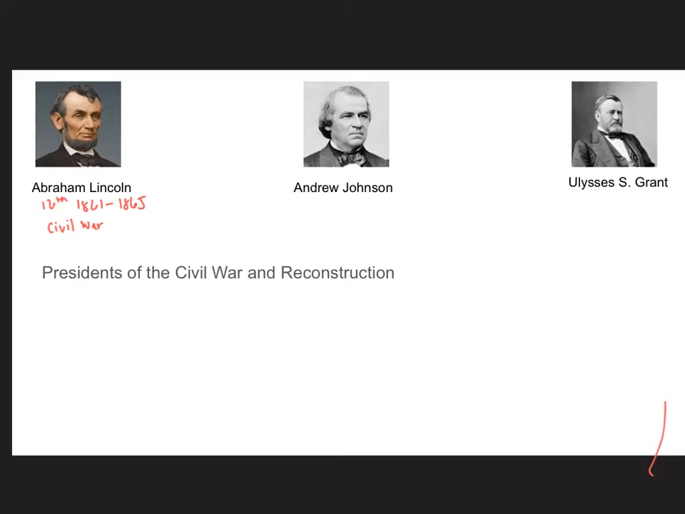Our second president then was Andrew Johnson, 17th president, and he was president from 1865 when Lincoln was assassinated until 1869. And he was mostly Reconstruction. And then we had Grant, who was our 18th president from 1869 until 1877, and again, Reconstruction.